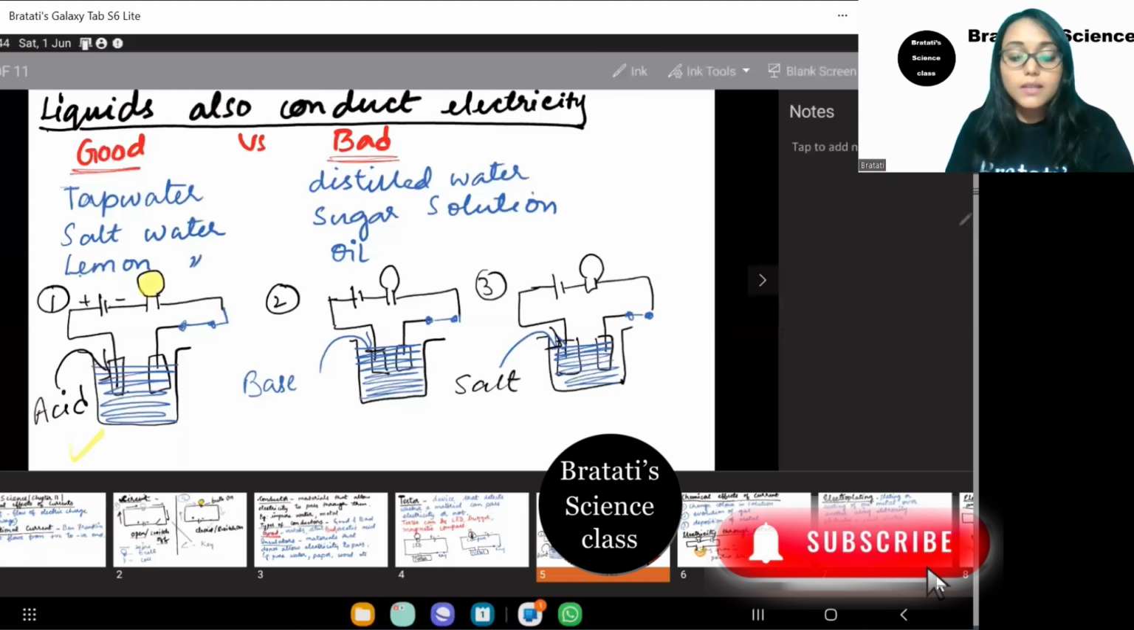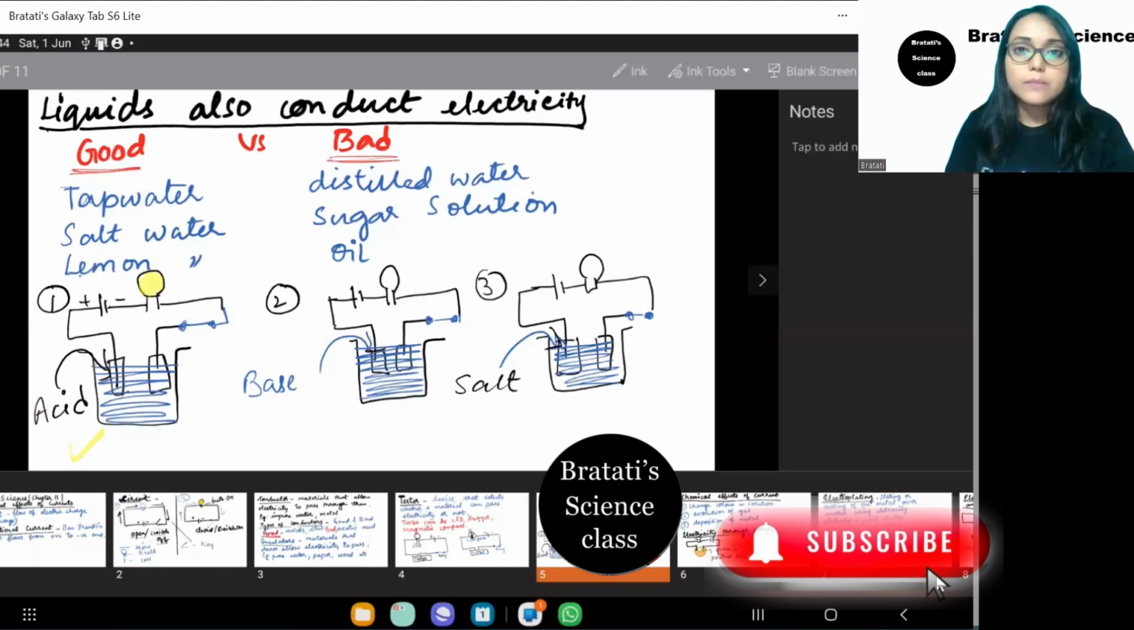The second case, base. Now what is base? It is the soap, liquid soap. Everybody has it, even the Surf Excel, the washing machine powder. That means washing powder, or it can be liquid soap.